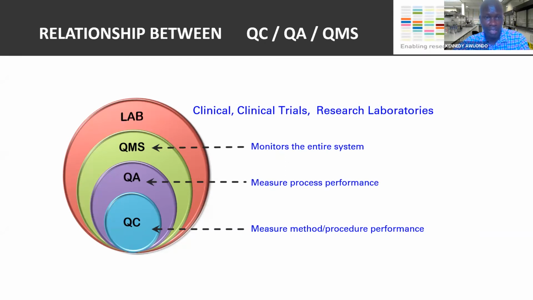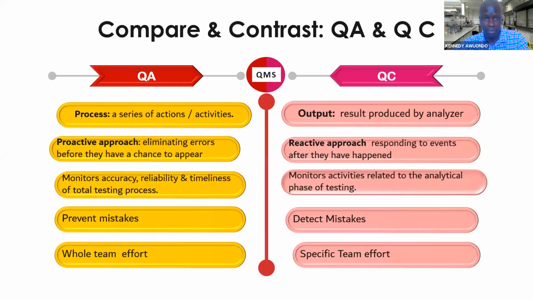And then there's QMS, that monitors the entire system. It monitors the QC, it monitors the QA, and any other thing right from outside the laboratory to inside the laboratory. So if you have your laboratory and you don't have QMS, then there'll be a lot of mistakes. If you have quality management systems, then it can detect problems before they occur. So we want to compare and contrast the QA and the QC so that we can understand clearly what they each mean.